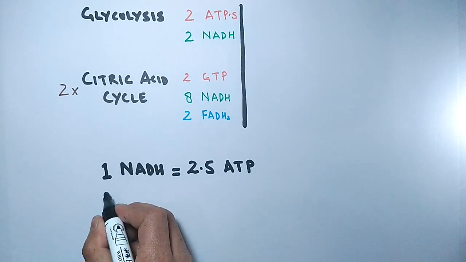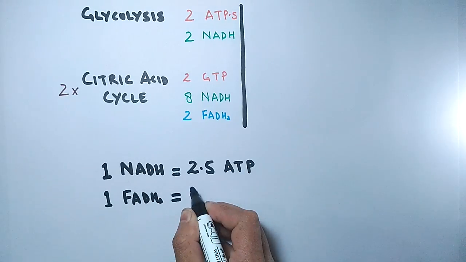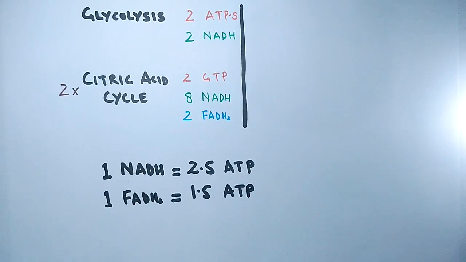In the same way, 1 FADH2 molecule will yield 1.5 ATPs since it pumps 6 protons out of the matrix. That's 6 divided by 4, which gives us 1.5 ATPs. This is the calculation part of NADH and FADH2 yield.